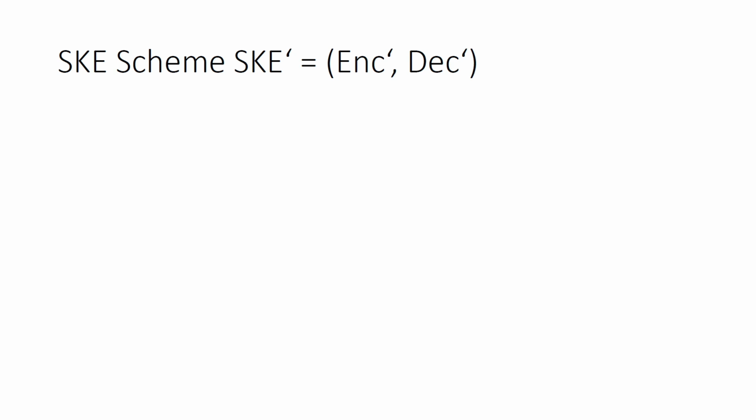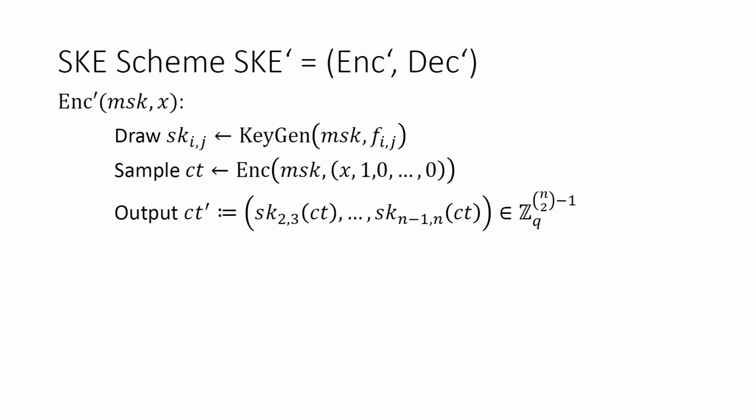So we are now going to construct our secret key encryption scheme on which we'll apply our hammer. And encryption works as follows. We draw secret keys for each of those f_{ij}. We now use the old FE scheme, that's our starting point, to encrypt this vector (x, 1, 0, 0, 0). We get a ciphertext CT from the old FE scheme. And now we do the following. We apply almost each secret key on this ciphertext except the first one. The first one is important, but all other ones are applied on it, and this is our new ciphertext CT prime. That's the ciphertext of our SKE scheme.